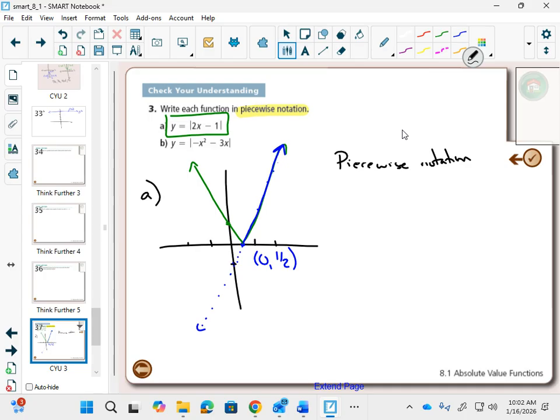So piecewise notation looks like this. You write y equals, and then you do a fancy squiggle bracket because you are going to write an equation for the blue line and an equation for the green line. I'll start with the green one. What's the slope of that line? Negative 2. What's the y-intercept of that line? Positive 1. Can you see that the green line is negative 2x plus 1? But if I did negative 2x plus 1, it would keep on going.